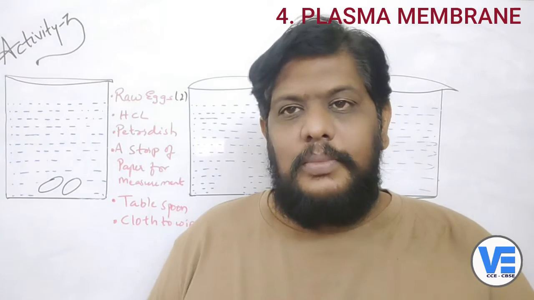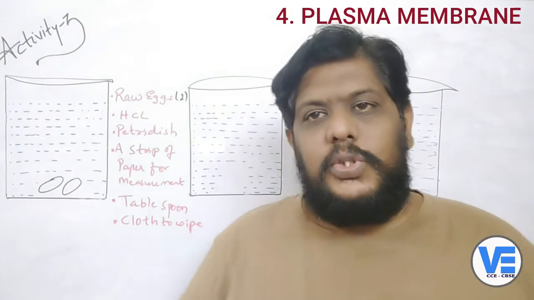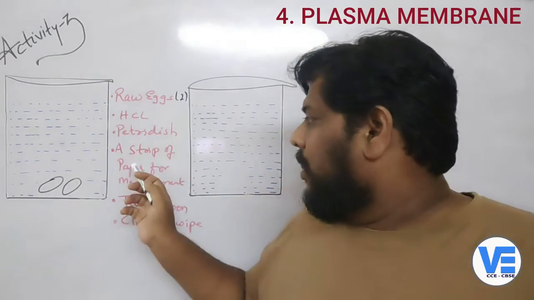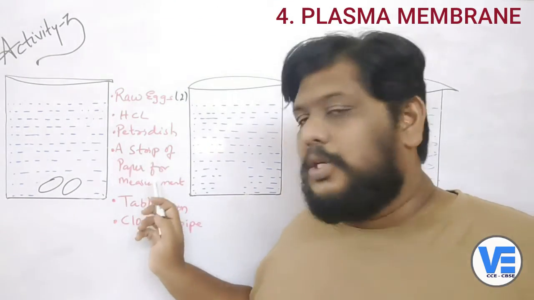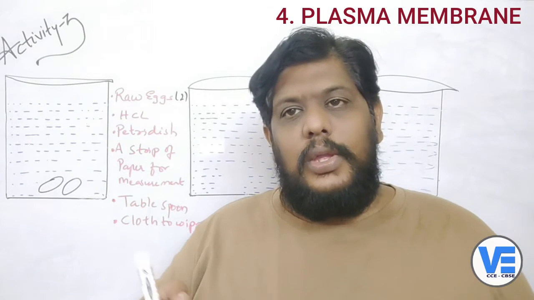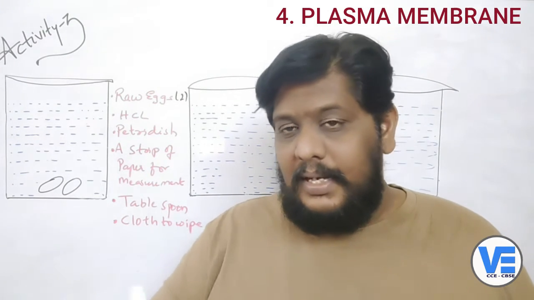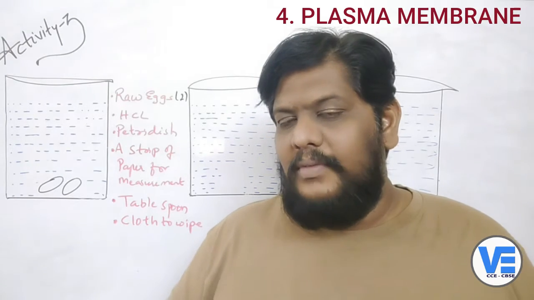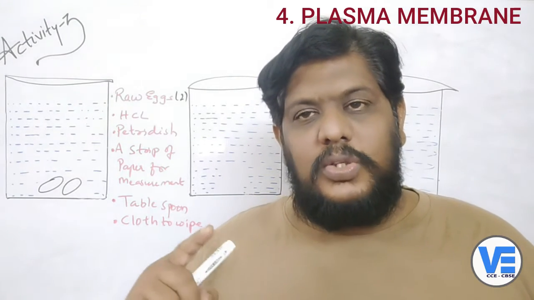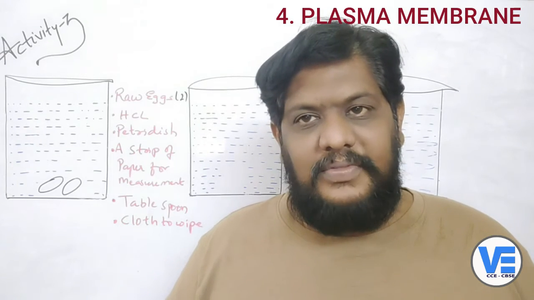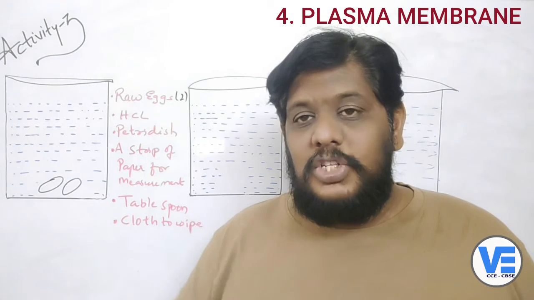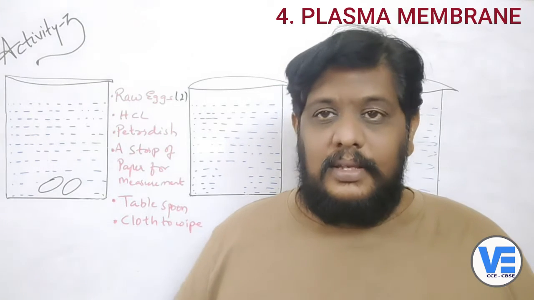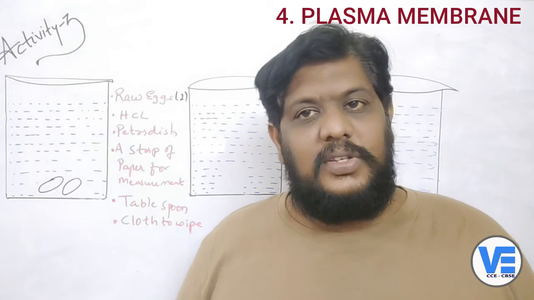Now after removing the eggs, what will we do? We have to take a strip of paper for measurement. That is what we have taken. You have to take the paper which is thinly cut, which has some measurements on it, and then take the length and also the circumference of the egg. You have to measure the exact measurements of the egg.